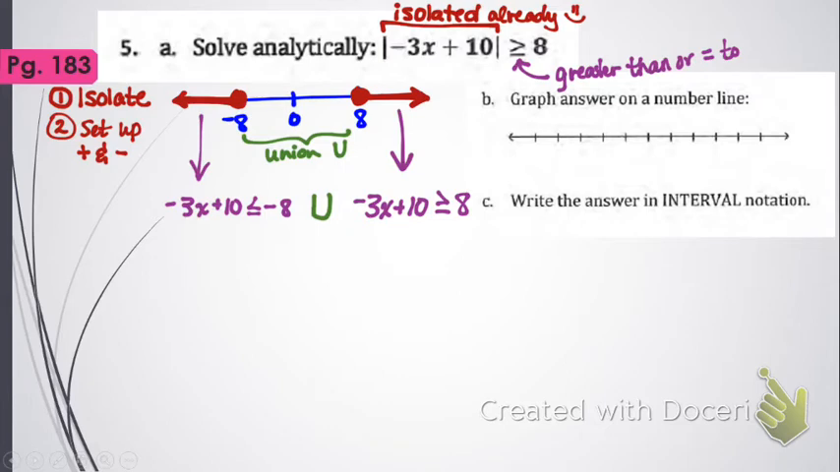We're going to subtract 10. Yes. We got our absolute value isolated. Now we're working on isolating x. So I'm going to subtract 10 from both sides. What is negative 8 minus 10? Negative 18.